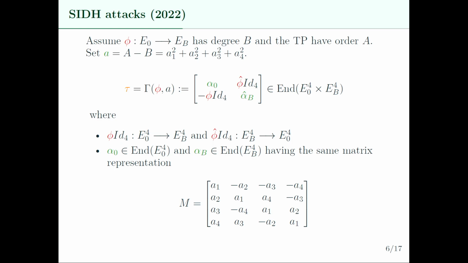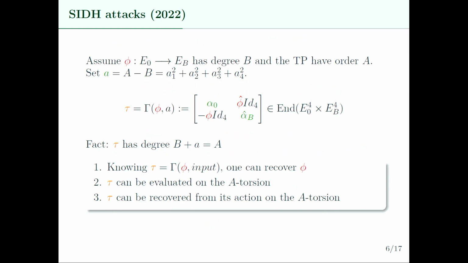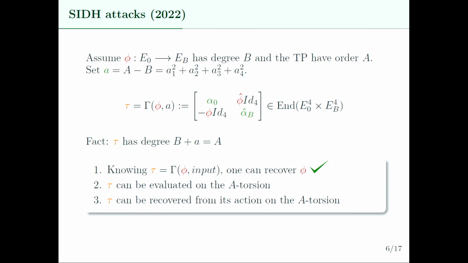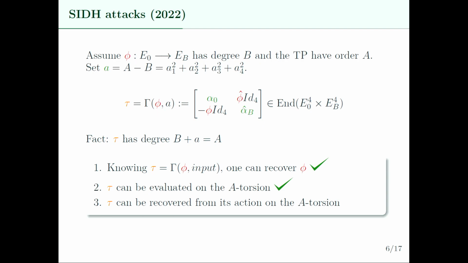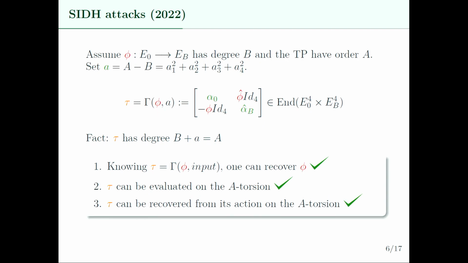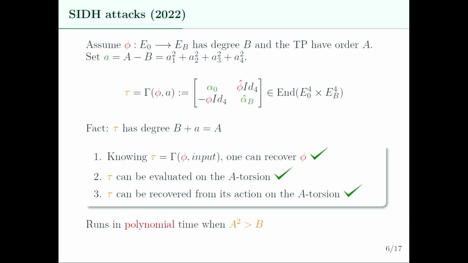So this is what is mainly done in Damien's paper, and with this, you prove that this transformation gamma satisfies the properties that we said before, and that it can be used efficiently to recover the secret isogeny. So it means you can invert it, you can evaluate it on the correct torsion, and evaluating it on the correct torsion can help you, in fact, to recover tau. So the attack, when you look at it here, you feel like A needs to be greater than B, but in fact, there is a trick that can be used to not require A to be greater than B, but just A squared greater than B.